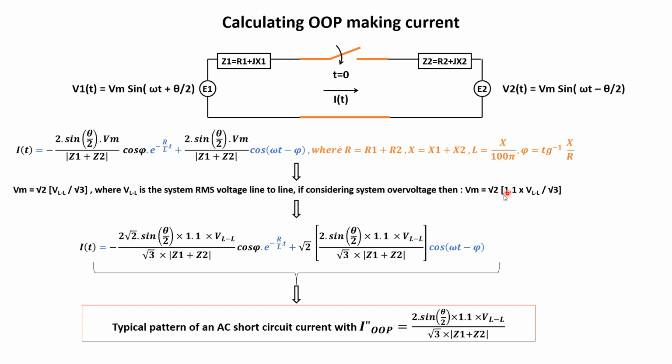So if we replace this factor with the line voltages and take out a square root of 2 from this component, that's a typical pattern of short circuit current, but the out of phase short circuit current of this one is equal to this. So it's kind of a short circuit which has some value on the initial angle between the two phases.